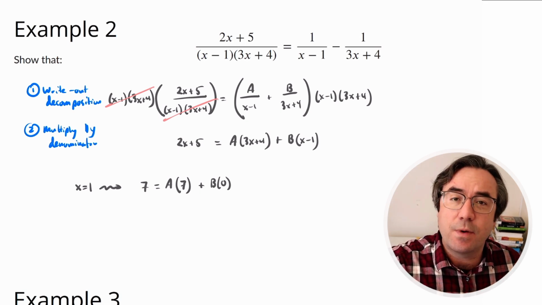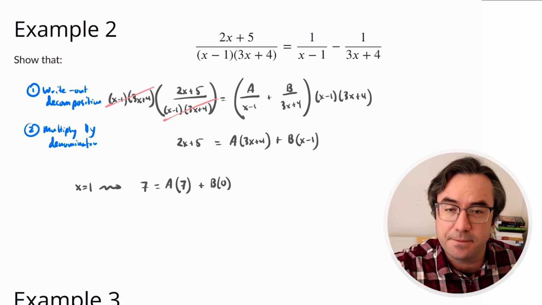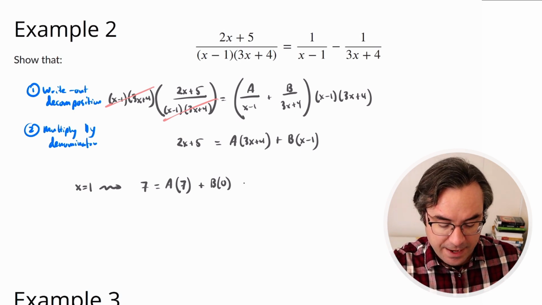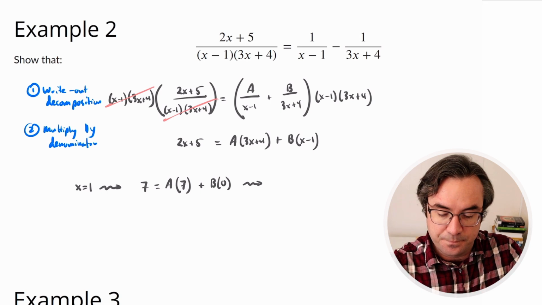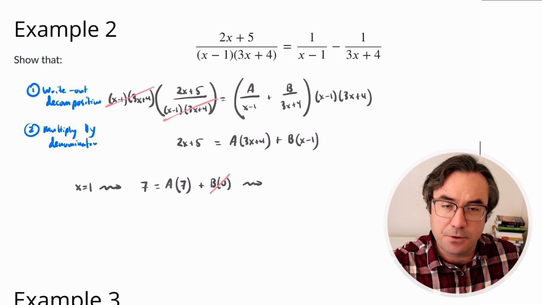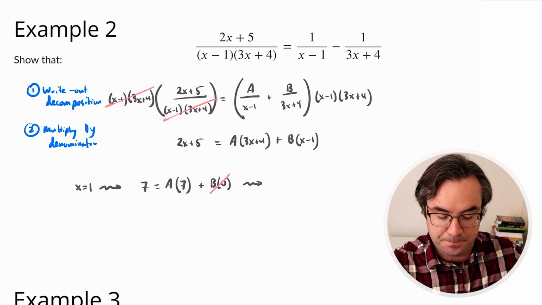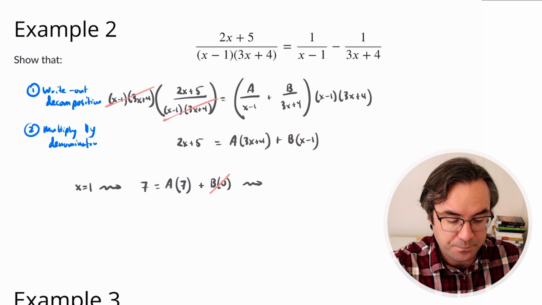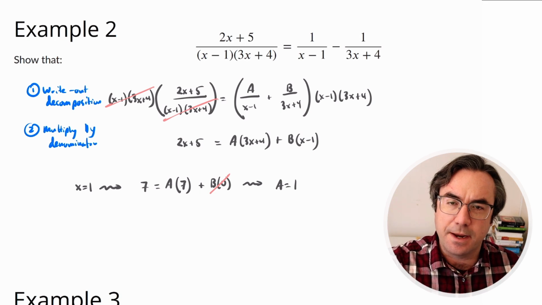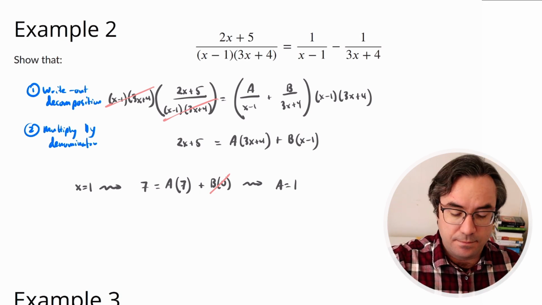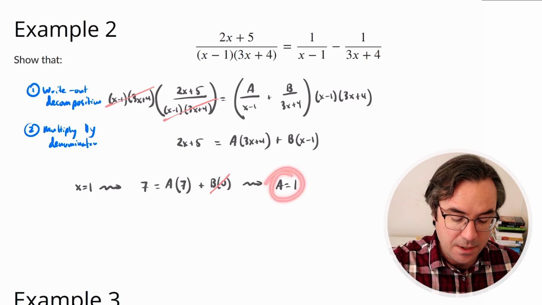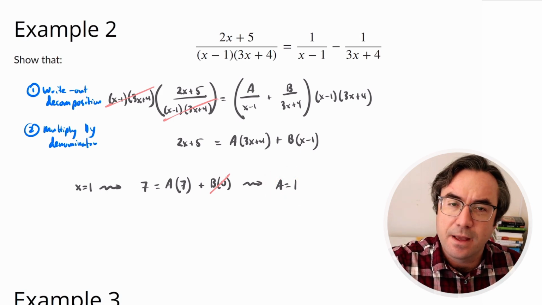And this is an equation that we can solve for a. So if we do that, technically we don't even really need to write this b times 0. So to solve this equation for a, we can divide both sides by 7. And when we do that, we get a is equal to 1. All right, so we've got one of them. So now we want to find the other one.